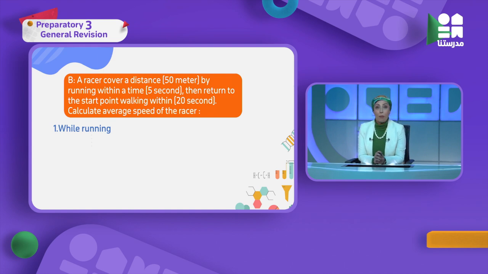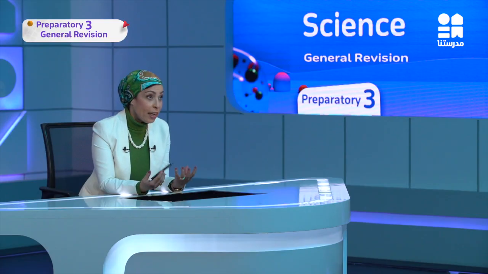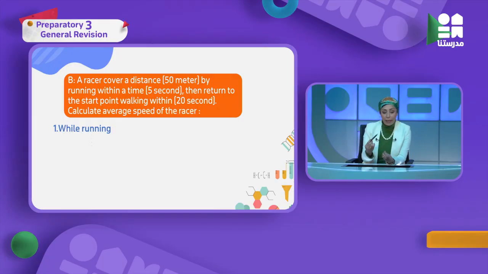Here I have a problem. A runner covers a distance of 50 meters by running within a time of 5 seconds, and then he returns to the starting point walking within 20 seconds. Calculate the average speed of the racer. Here do I have 2 distances and 2 times, or 1 distance? Officially I have 2 distances, but how? The racer covered 50 meters by running and then started to return back walking.